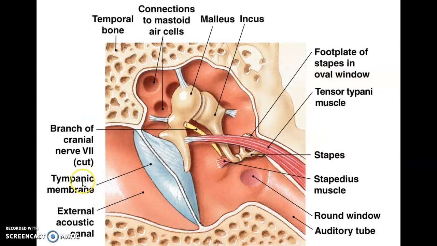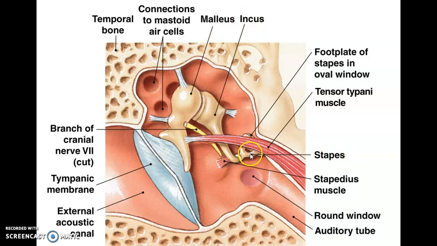Okay, now looking at these ear ossicles, notice that I have a bone that's actually attached to the back of the tympanum or tympanic membrane, the eardrum. It's called the malleus, and that is attached to another bone called the incus, and then that's finally attached to a third bone called the stapes.